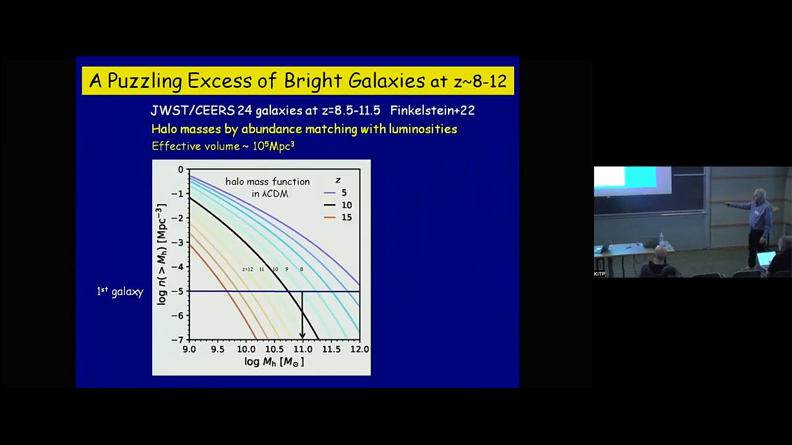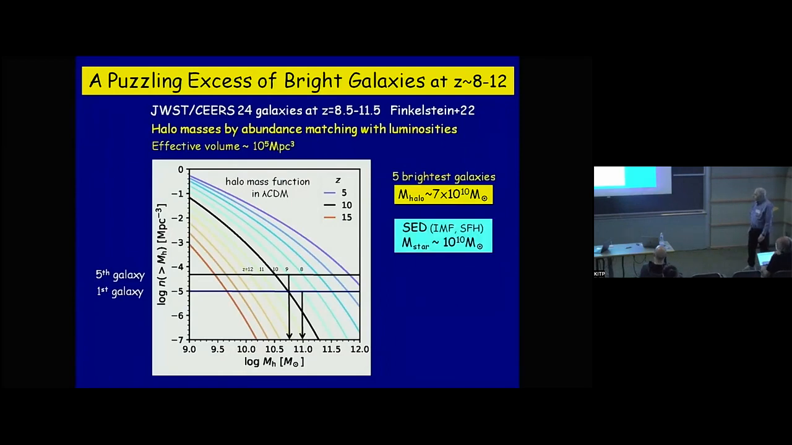and you expect it to be of a halo mass of 10 to the 11 solar mass. If you look at the fifth galaxy, it is just a little bit below that, 10 to the 10.8 or so. So the halo mass estimates are quite robust. And that's for the fun. Let's talk about the 5 brightest ones.